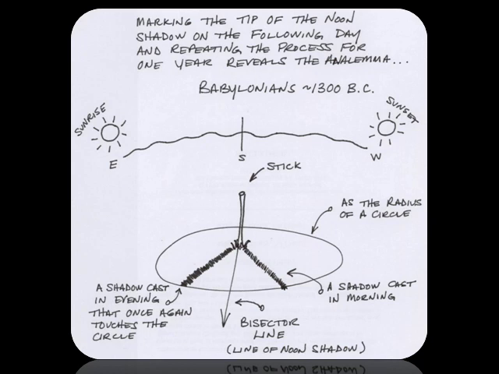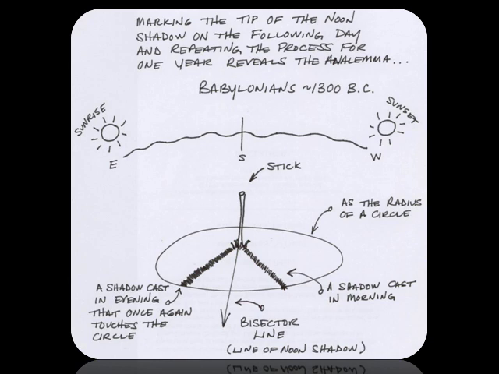So when I mark the tip of that noon shadow, I will have essentially made a mark on the ground that represents the position of the sun in the sky on that day. I'll repeat this process over and over and over again, and when I do, the dots that I put on the ground that represent the position of the tip of the noon shadow will trace out the Analemma on the ground. The spectacular thing about this is that the Babylonians discovered this technique in 1300 BC.